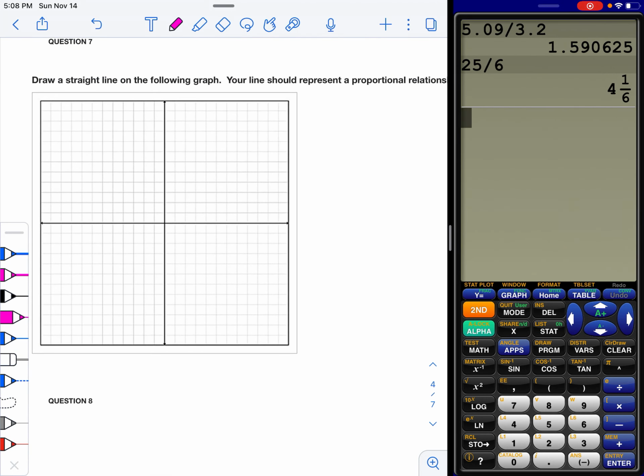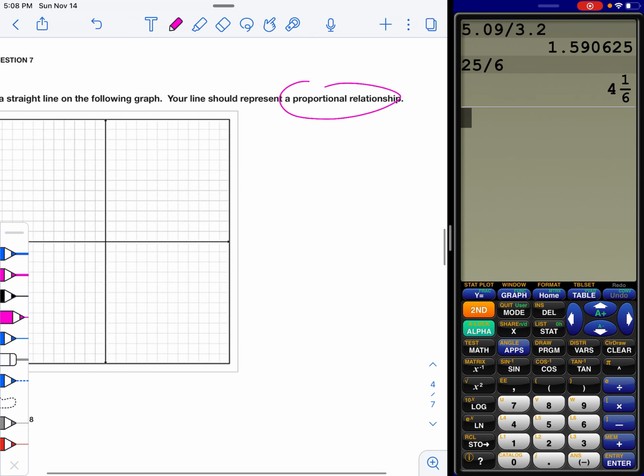Let's see. Draw a straight line on the graph. Your line should represent a proportional relationship. If you don't read the whole question, you're going to get this one wrong. A proportional relationship is a line that goes through the origin. So you've got to have something that goes through the origin.